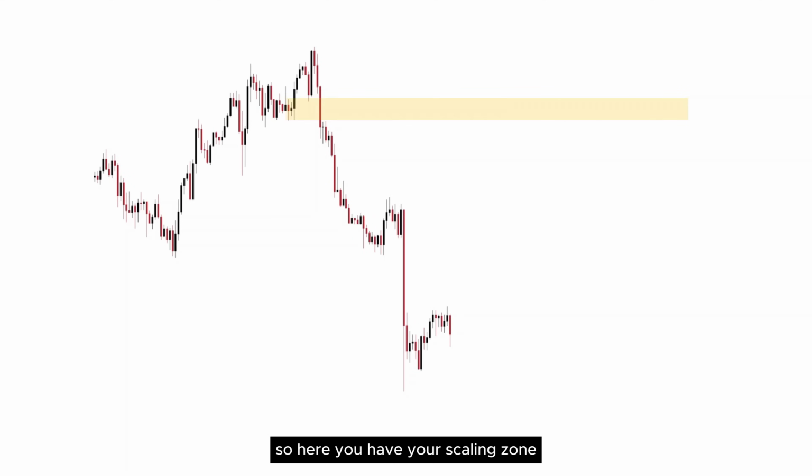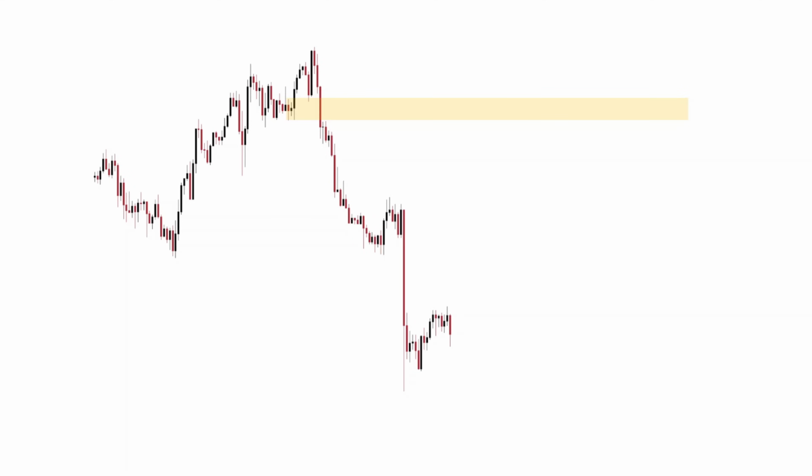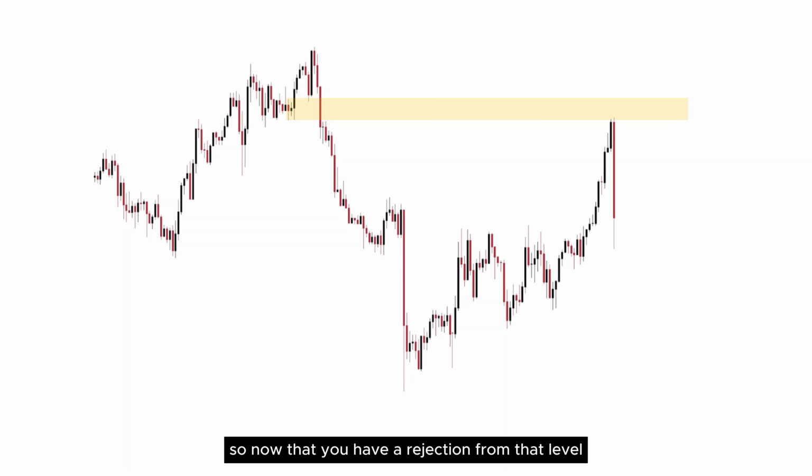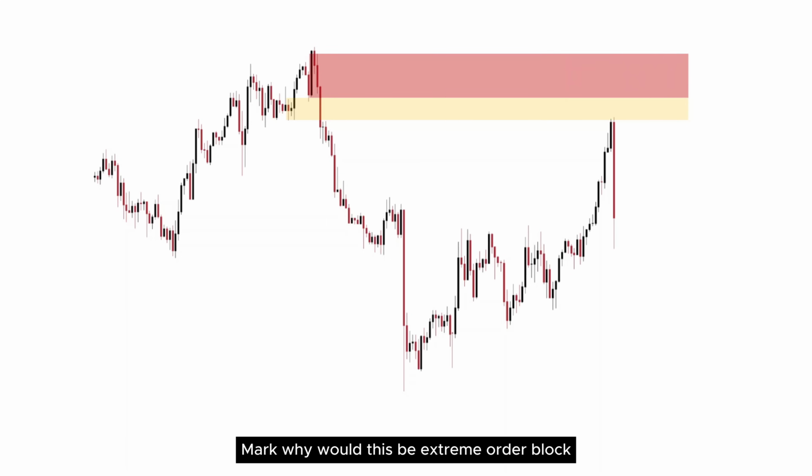So here you have your scaling zone. This level stopped price from breaking down and held price above that area for a certain amount of time before breaking down. So now what you're waiting for is a significant rejection from that level. So now that you have a rejection from that level, you can officially mark up your extreme order block. Why would this be your extreme order block? Because now we know this order block is valid and you're waiting for price to approach that area to get in a position.